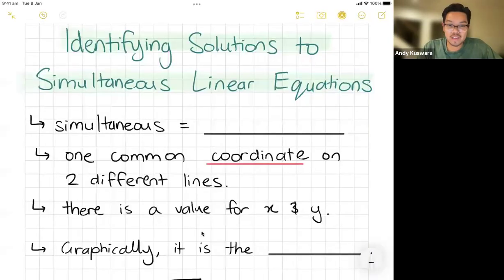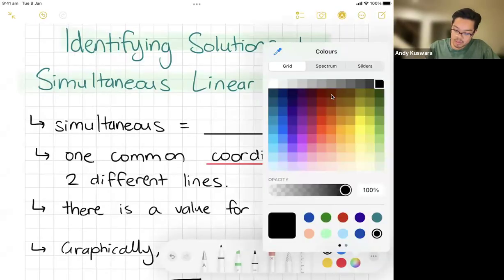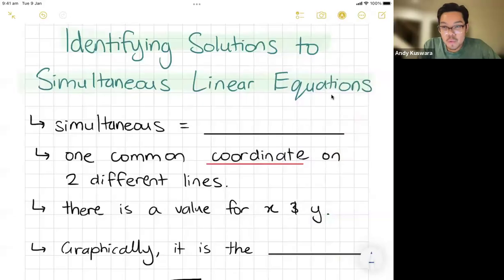Welcome to another video. We are talking today about identifying solutions to simultaneous linear equations. If I'm honest, this one is probably going to be a very easy, straightforward one. It may require a little bit of work. However, identifying solutions is probably the easy one. Finding them yourself, that's going to be the next lesson. That might be a bit trickier, but identifying solutions is definitely more straightforward.